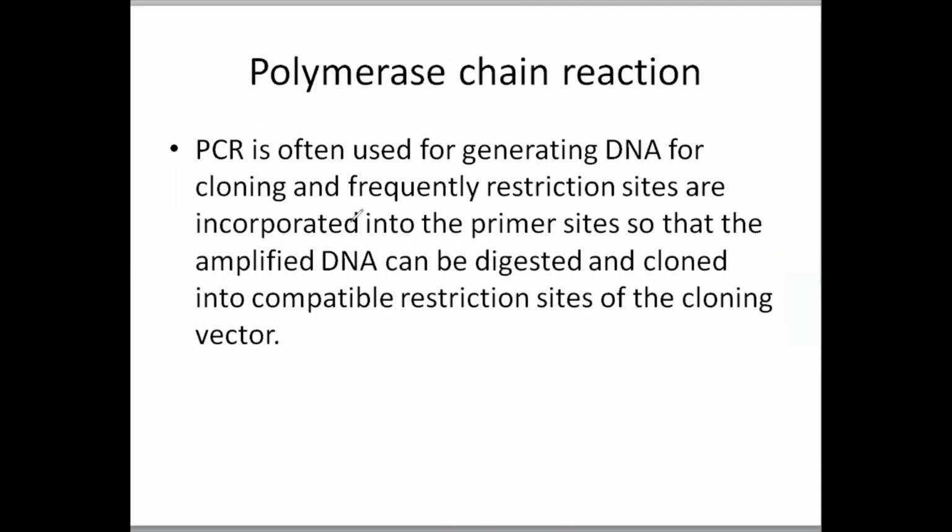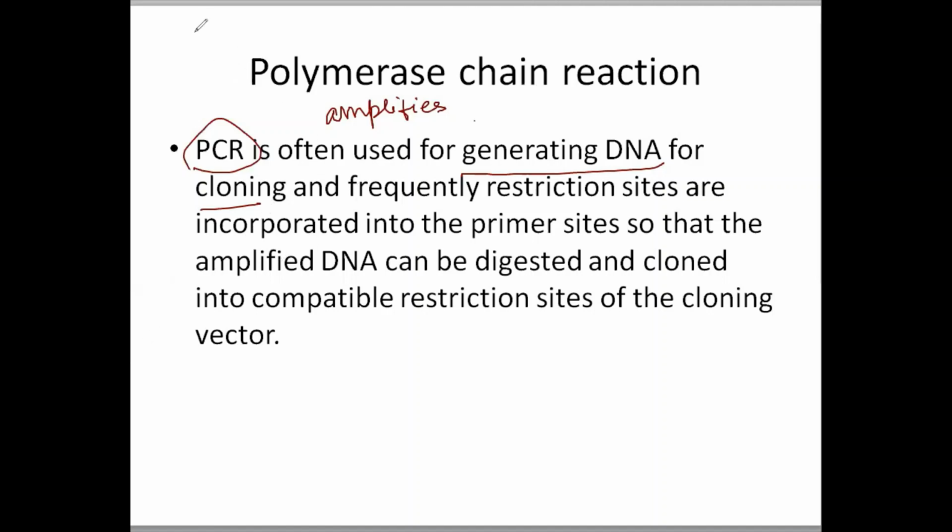Now the next method is called polymerase chain reaction. Polymerase chain reaction is used in most labs, wherever you go, you will find it. So what does it do? It generates DNA for cloning, or I can say it amplifies the DNA. That amplified product can then be cut by restriction enzymes and inserted into the cloning vector. So how does this PCR work?